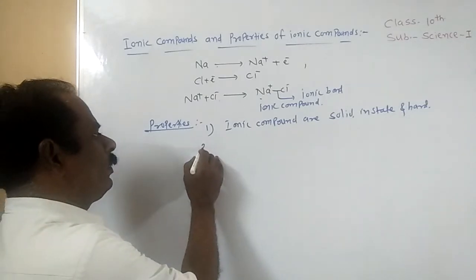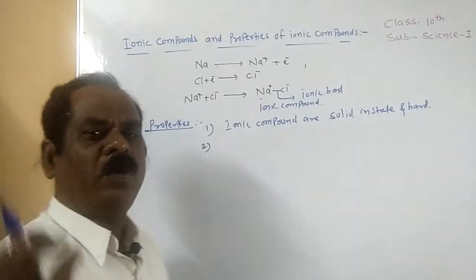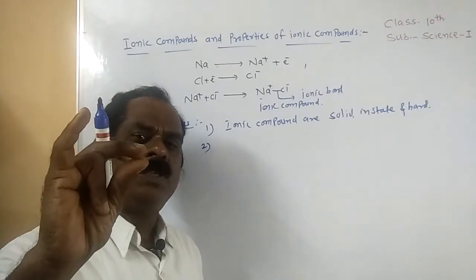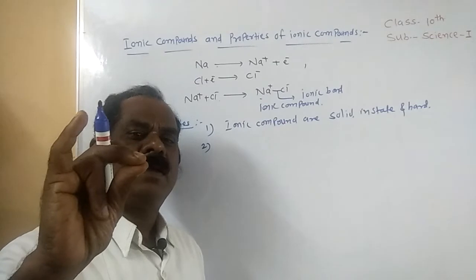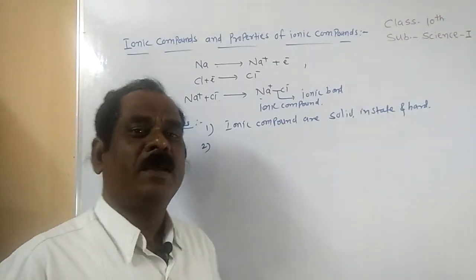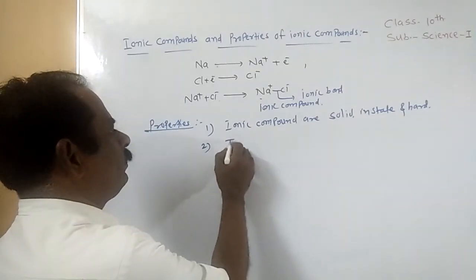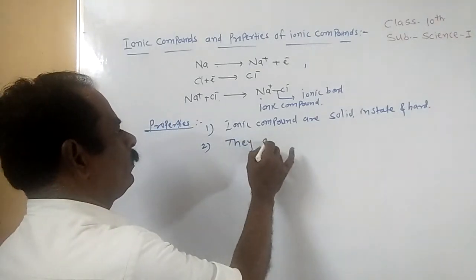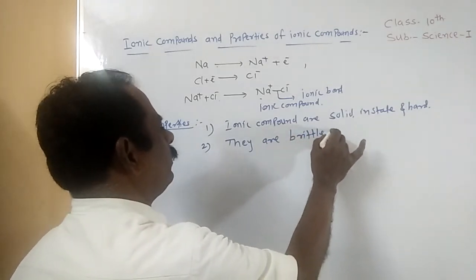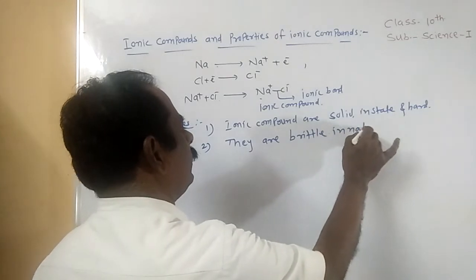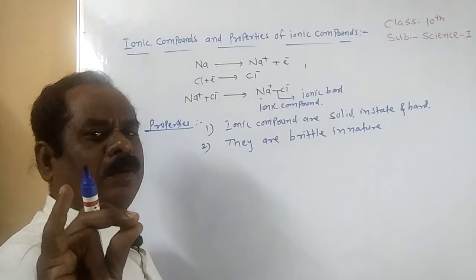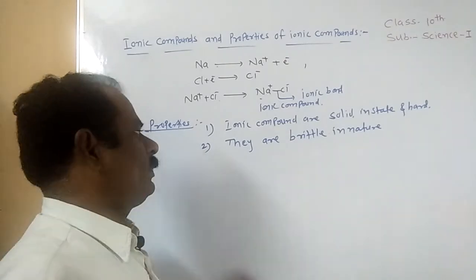Second, if you take crystals of sodium chloride and press these crystals with your finger, they break into pieces. It means that ionic compounds are brittle in nature. Therefore, after applying pressure, they break into pieces.